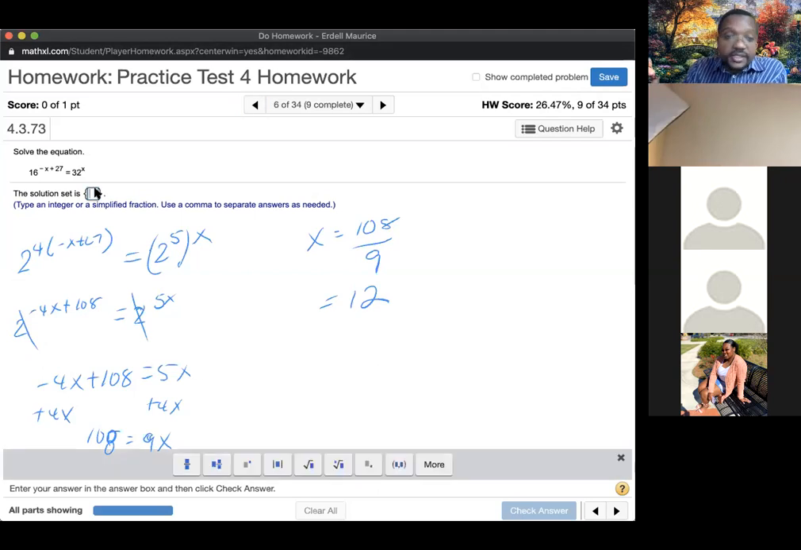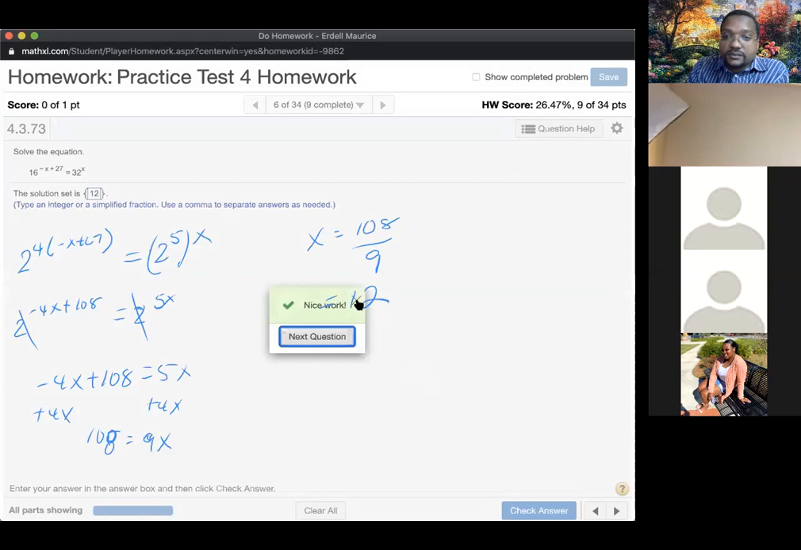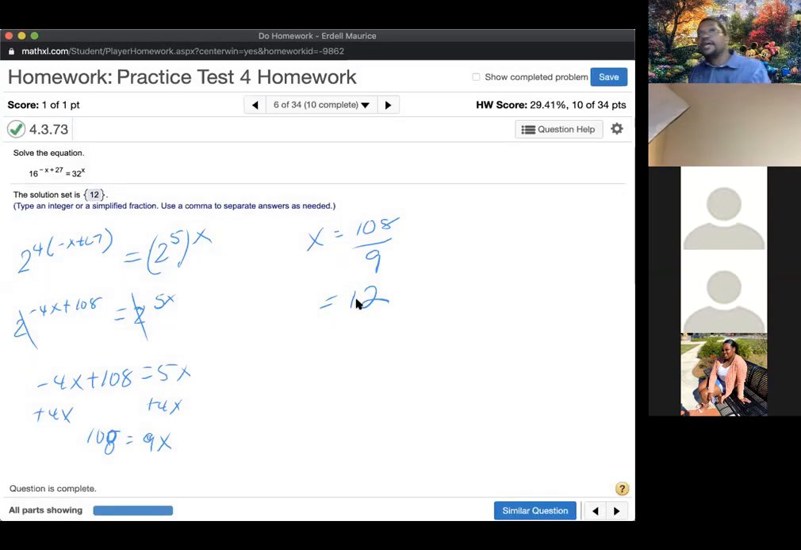Again, you do not need to check the answer. For exponential functions the domain is all real numbers, and so all answers will work.